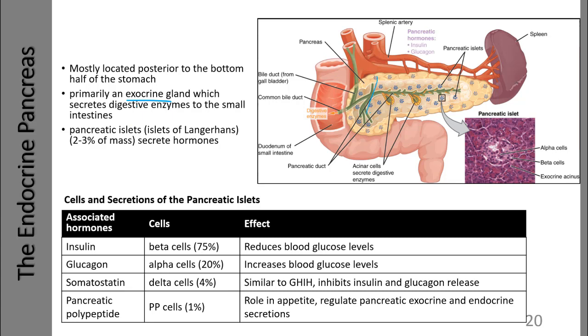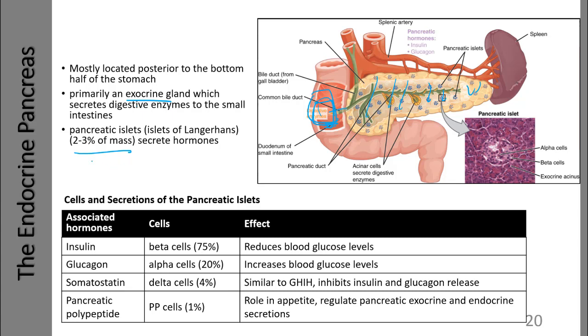So you can see here, this is the pancreas over here, and digestive enzymes and pancreatic juices are secreted right into the first part of the small intestine, whereas only 2 to 3% of cells in the pancreas secrete hormones.